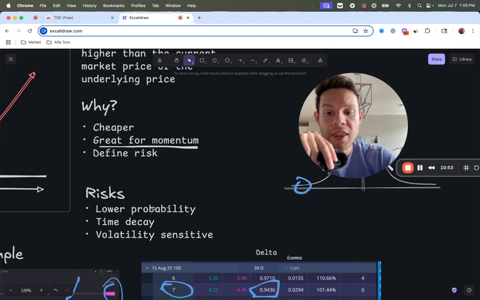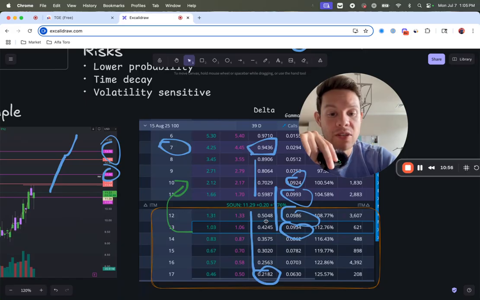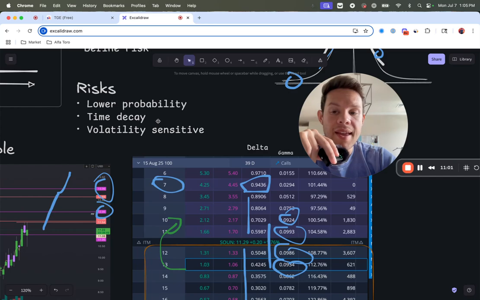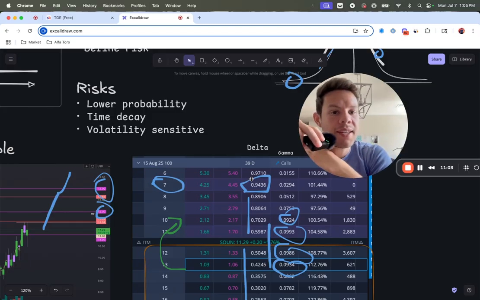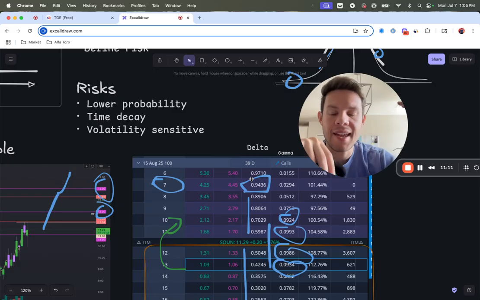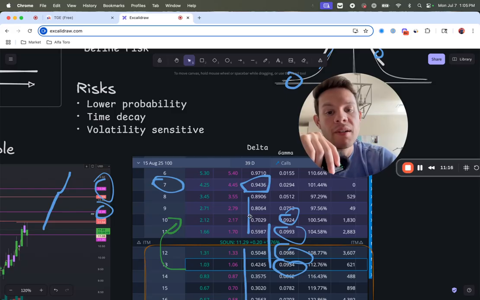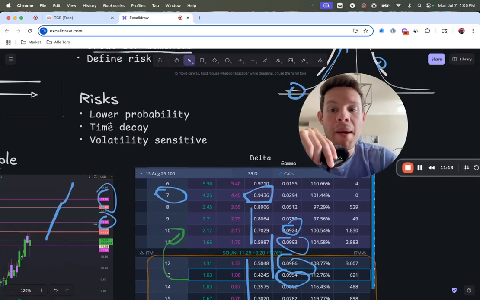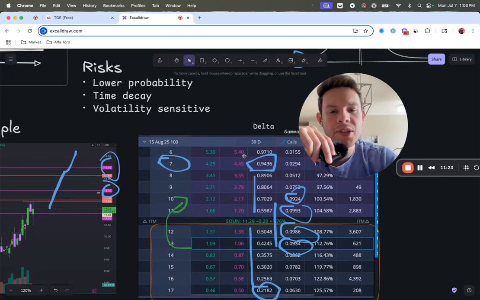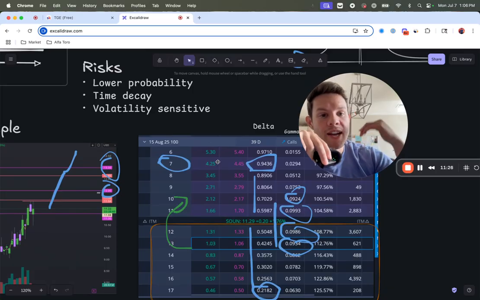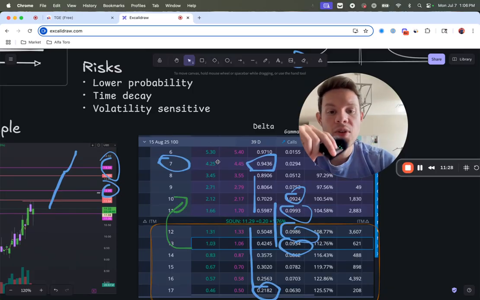To avoid that risk, just pick a contract that has good probability, anywhere from 50 to 35. To fight time decay, pick an expiration that is far out. If you think it's going to take 2 weeks, pick something that's 4 weeks out. If you think it's a 1 day type of trade, pick something that's 2 days expiration, and so on. Give yourself some time to combat time decay. And for volatility sensitivity, you can do that with a later expiration as well. The further out the expiration, the less volatile the strikes are.